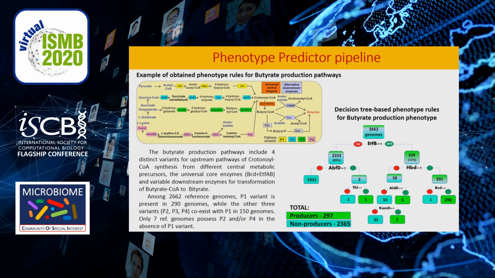Here we show an example of obtained phenotype rules for butyrate production pathways, which are rather complicated and include 4 different pathway variants, P1 to P4, but the decision tree based phenotype rules for this pathway are relatively simple and involve only 6 different genes.